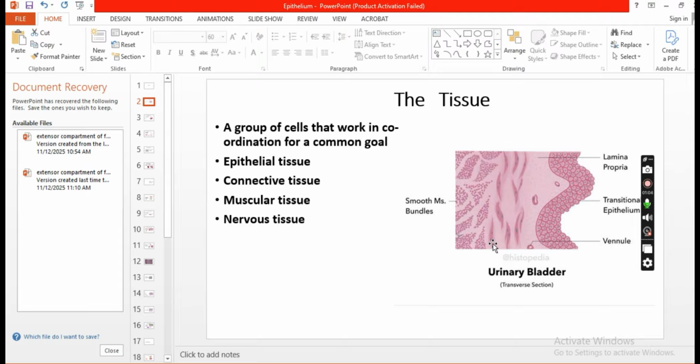These tissues are put together in different proportions to make an organ. Different organs work together to form an organ system. Different organ systems work hand in hand to make the human body functional. So let's talk about the epithelial tissue today.